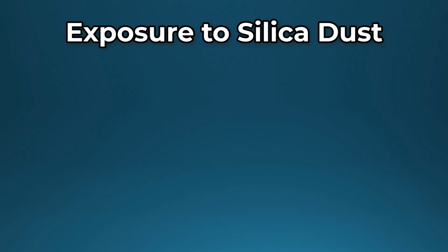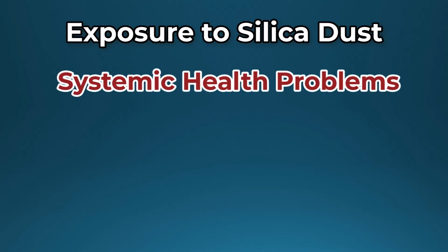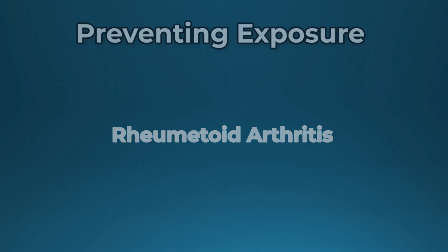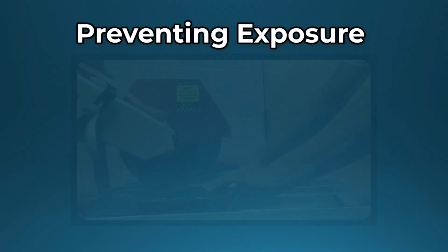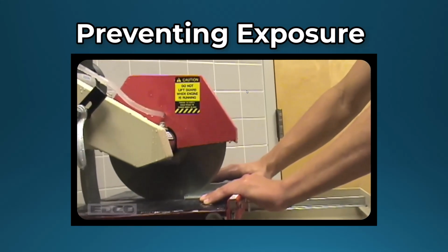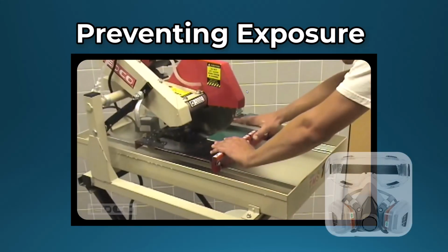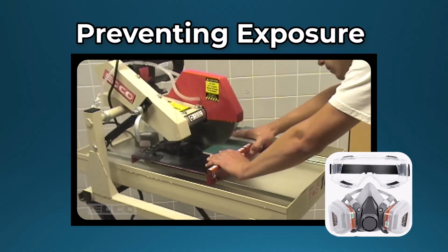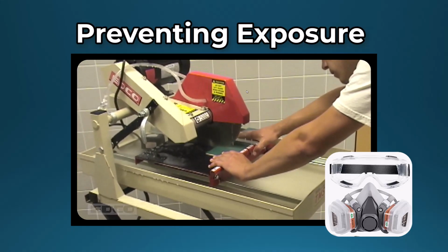Furthermore, silica exposure has been linked to systemic health problems including autoimmune diseases like rheumatoid arthritis and lupus, as well as kidney disease. Preventing exposure through workplace controls like ventilation, wet methods, and respirators, alongside regular medical monitoring, is crucial for protecting workers.